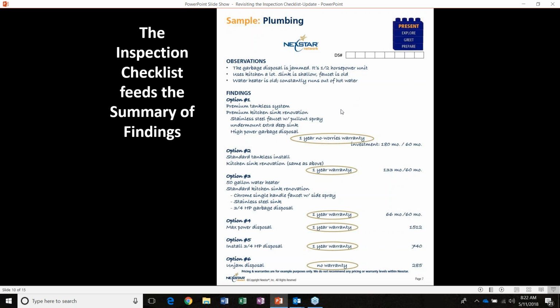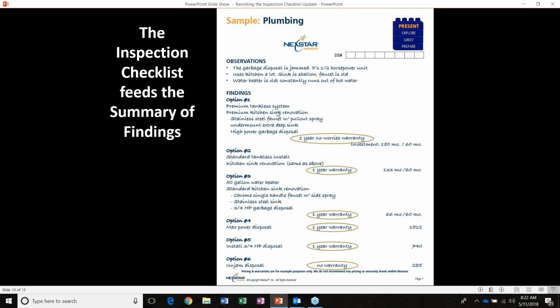This is the plumbing or electrical example. It shows us 6 bundled options. So if it lives up here in the observation category, we should also have a solution for that bullet point down here in the findings. So if it lives down here, it should have originated up here. If there's reference to an issue here, we should have a solution for it down below.